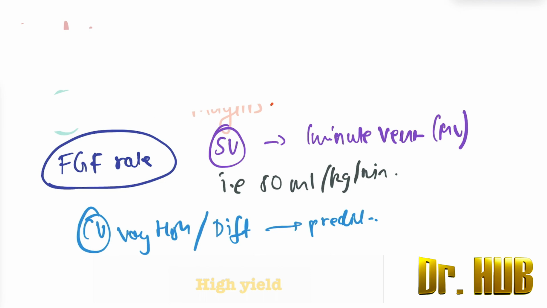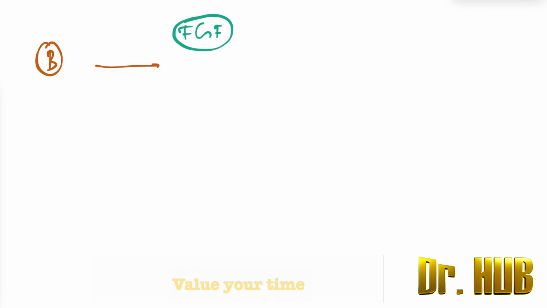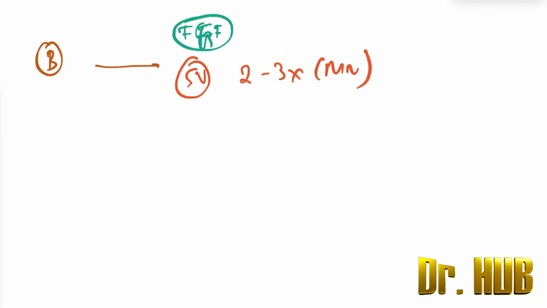Next we move on to type B. In terms of type B, there are no other names. Now we look at the FGF, the fresh gas flow rate. In case of spontaneous ventilation, it is 2 to 3 times the MV, that is the minute ventilation. And in case of controlled ventilation, it is 2 to 2.5 times the MV.